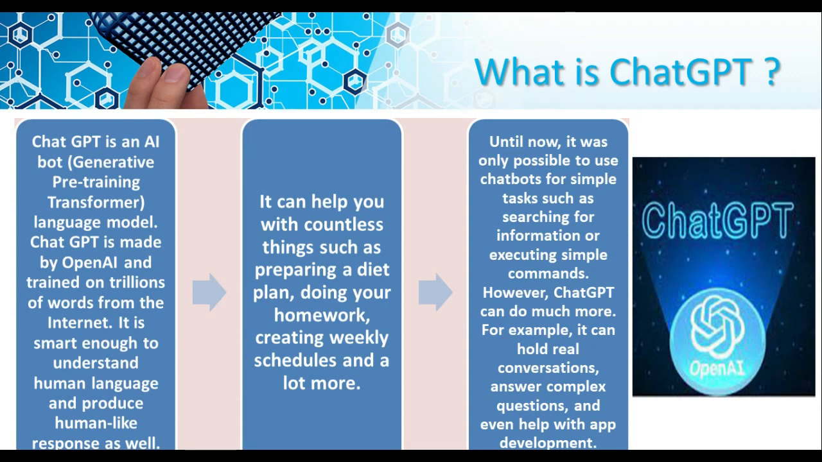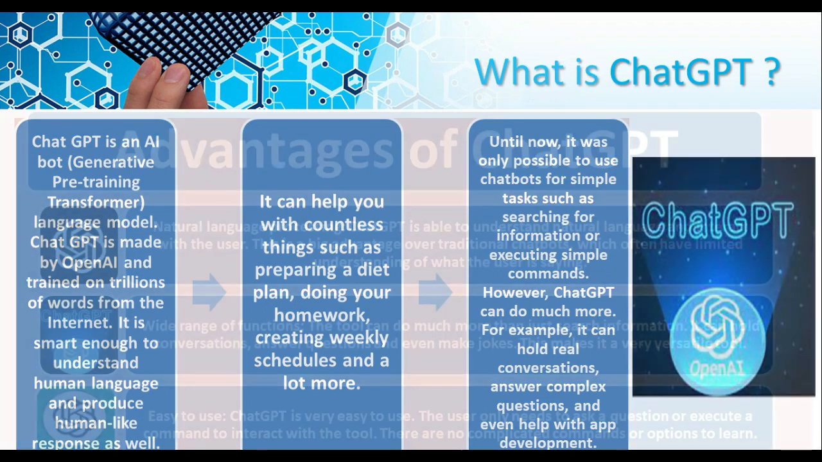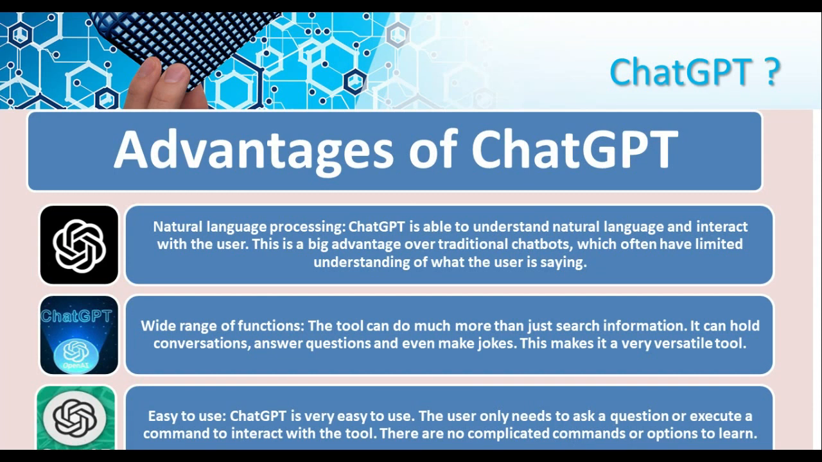In simple terms, ChatGPT is an AI bot. It is a generative pre-trained transformer language model. ChatGPT is made by OpenAI and it is trained on trillions of words from the internet, and it is smart enough to understand human language and produce human-like responses as well. It helps you with countless things: preparing a diet plan, doing your homework, creating weekly schedules and a lot more. Until now it was possible to use chatbots for simple tasks such as searching for information or executing simple commands. However, ChatGPT can do much more. For example, it can hold real conversations, answer complex questions and even help with app development.